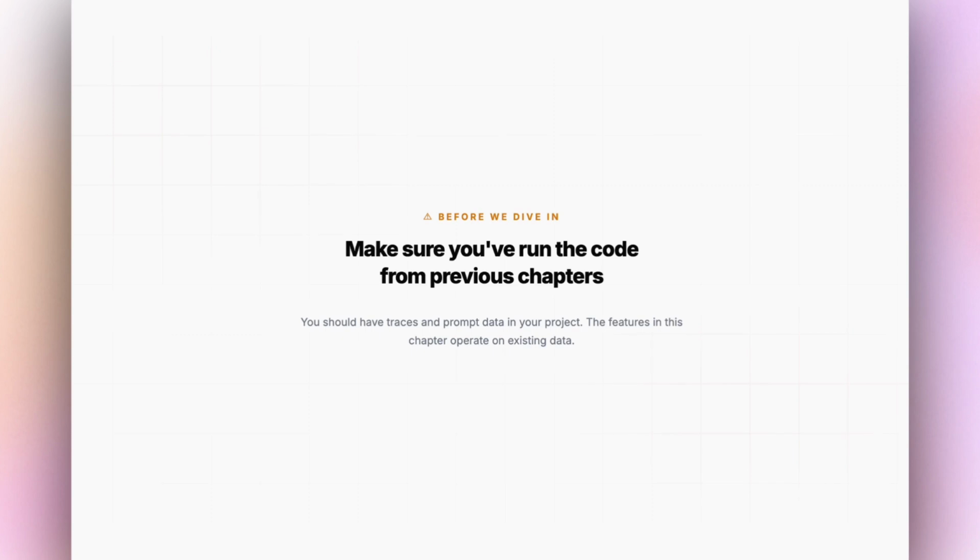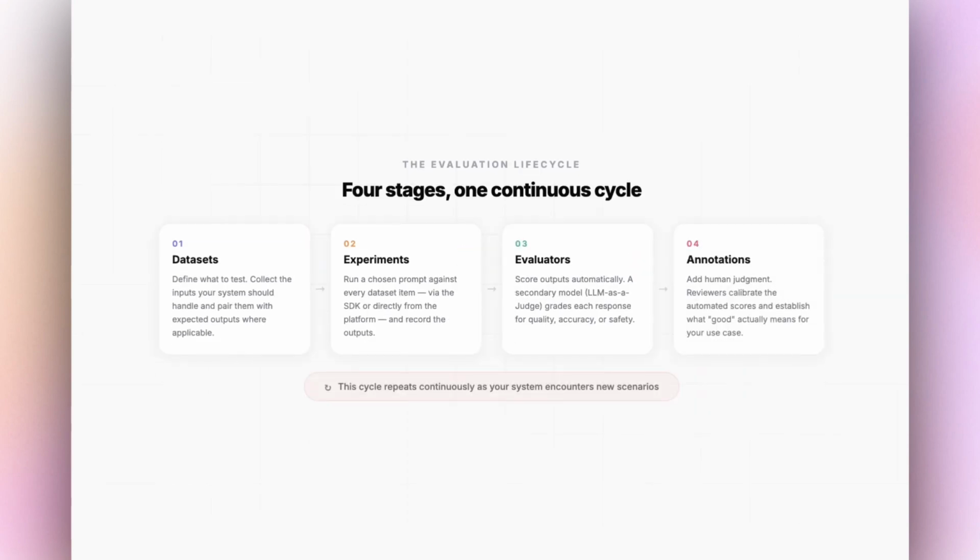The features in this chapter operate on existing data. Let's understand how the evaluation pieces fit together. The cycle has 4 stages. First, datasets contain your test cases, the inputs your system should handle, along with expected outputs when applicable. Second, experiments run your system against every item in a dataset with a chosen prompt and record what it produces. Third, evaluators automatically score those outputs using an approach called LLM-as-a-Judge, where a secondary model grades your system's responses. And fourth, annotations add human judgment to calibrate those automated evaluators and establish what good actually means.